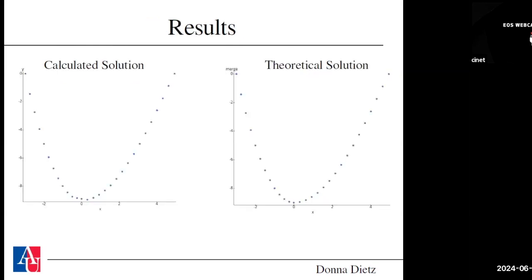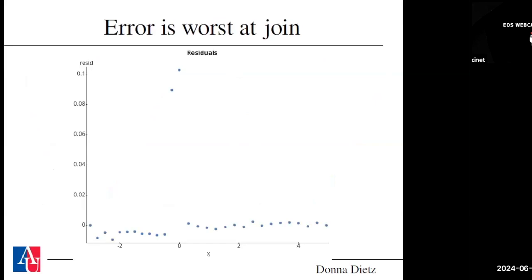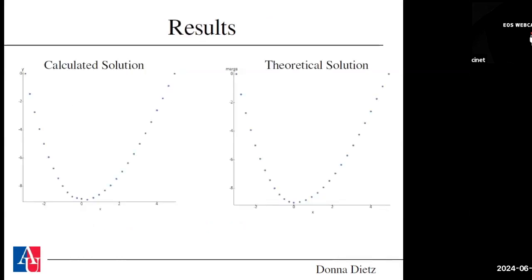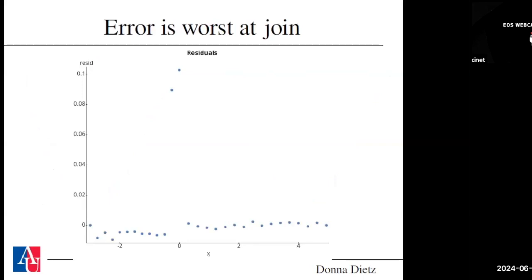Okay, the result I got was the calculated solution. You see it was not quite smooth at the bottom, but it basically looks like the theoretical solution. So this is just the error term. You can see that the worst error is 0.1, but right there where we saw it, it was bad. So at the join point, we got the worst error. Okay, so that was what the result looked like.